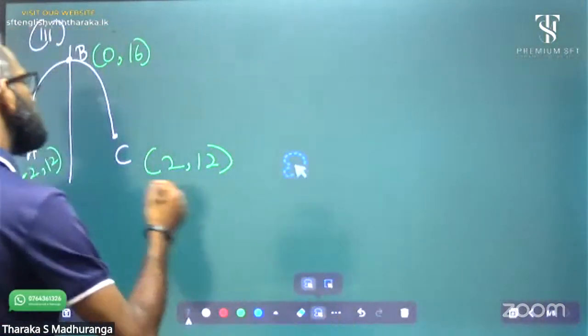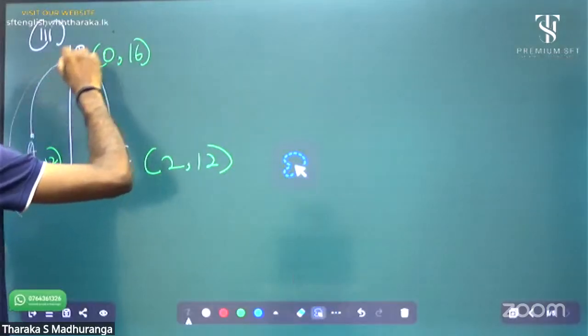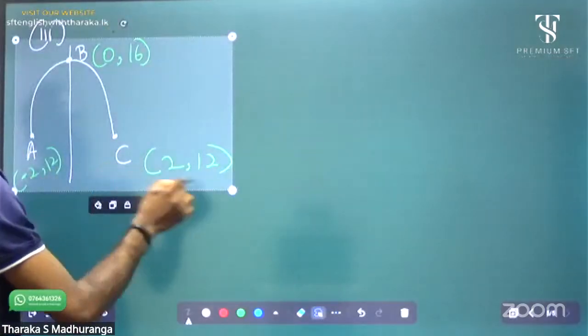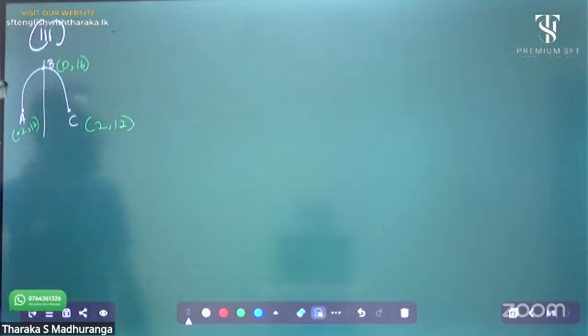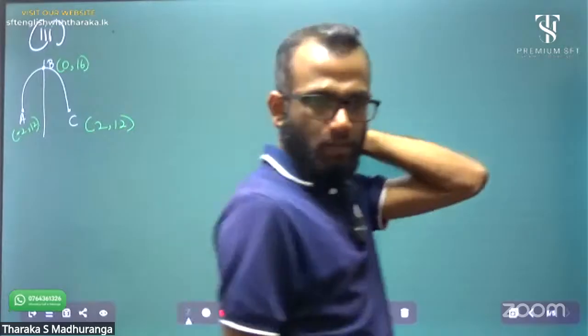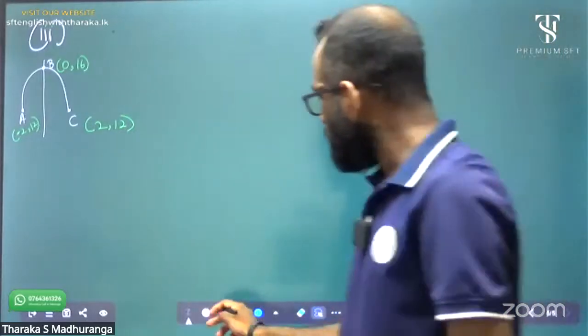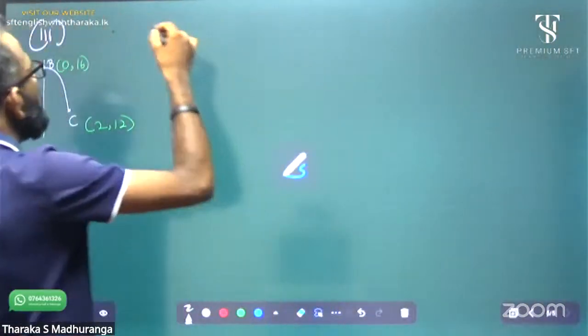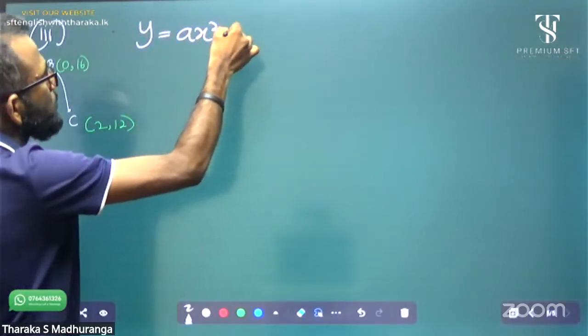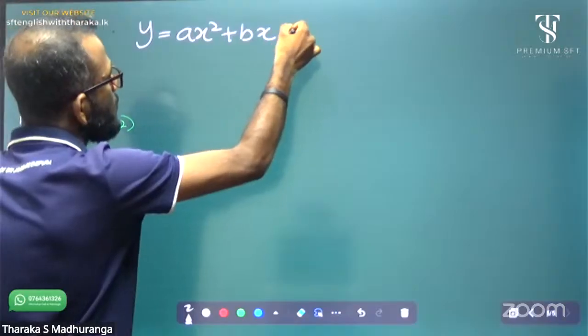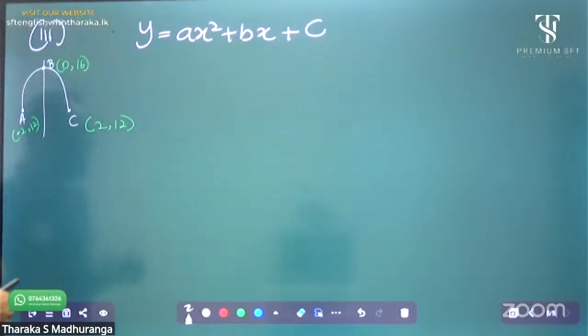Okay, this is a sketch diagram. Now, what is our common equation? Our common equation is y equals ax squared plus bx plus c. Y equals ax squared plus bx plus c is our common equation.